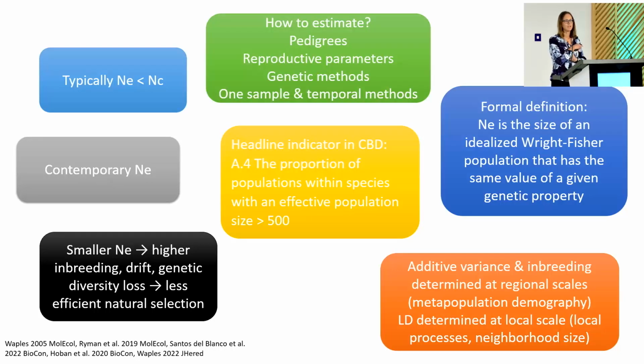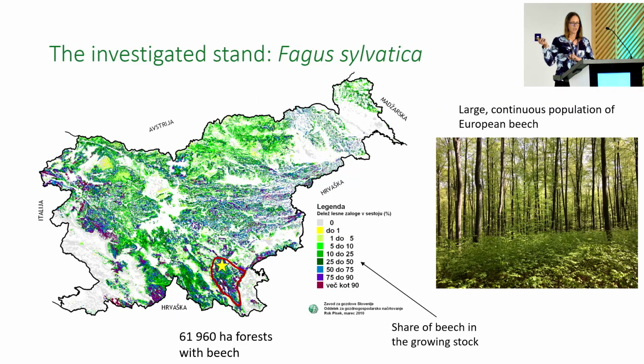So how can we estimate it? We can estimate it with pedigrees. Unfortunately, that doesn't really work well in forest trees, but we can do it also with reproductive parameters and with genetic methods. And I will be using both of those approaches, looking at our different sampling designs. So let's go straight to the empirical part of the study.